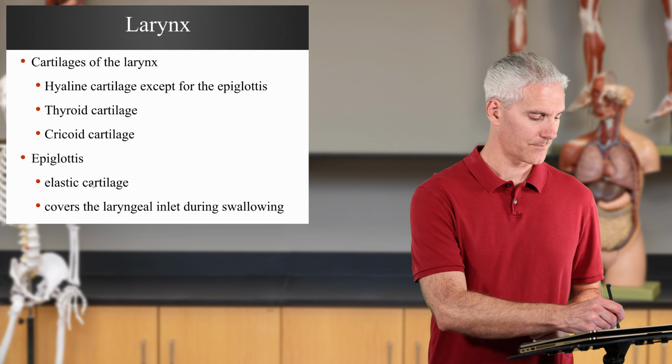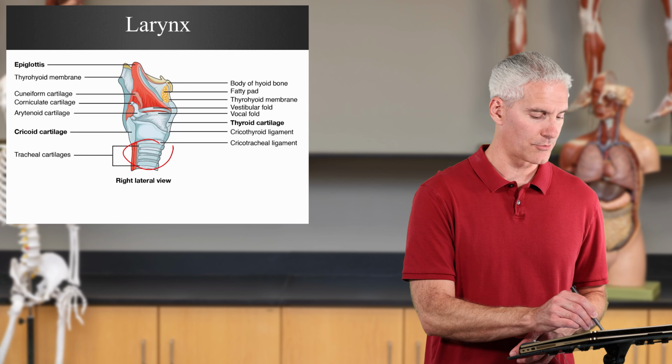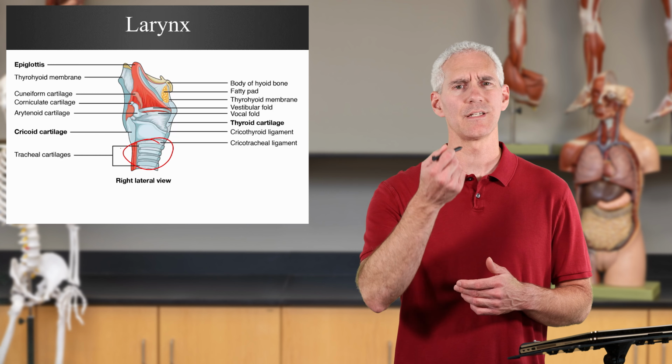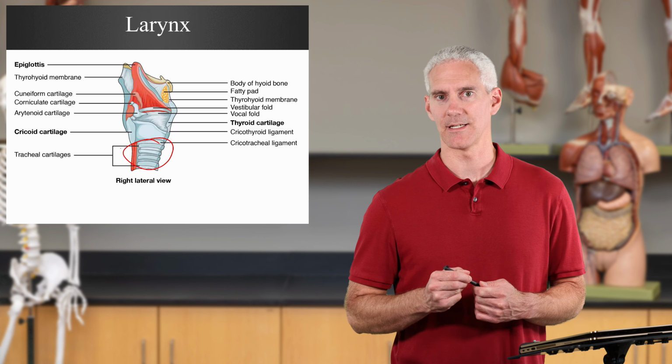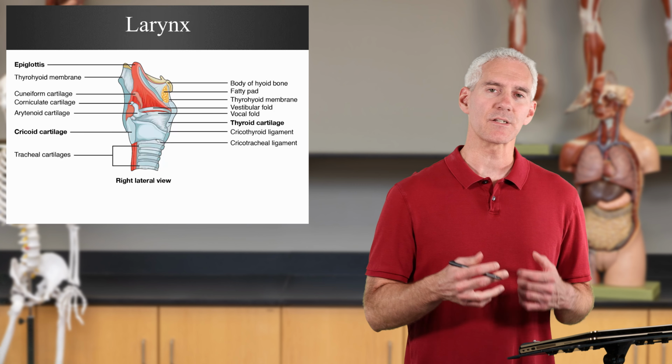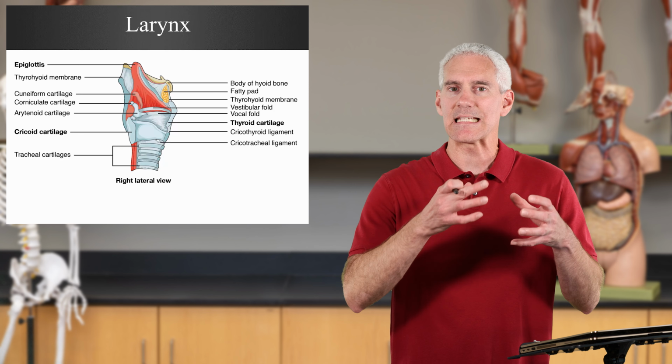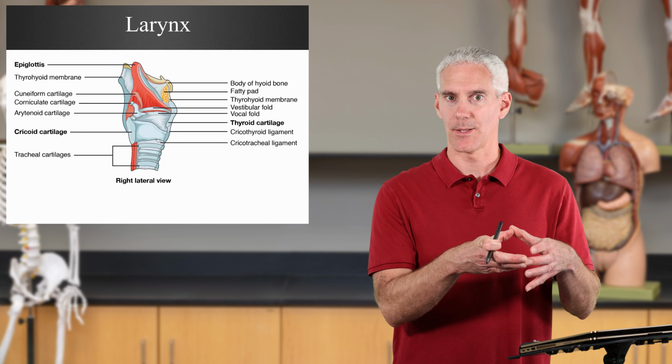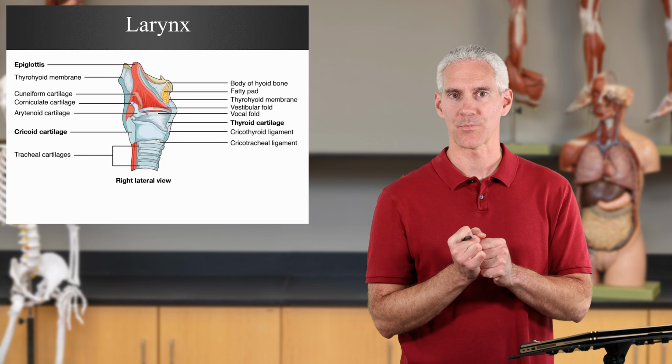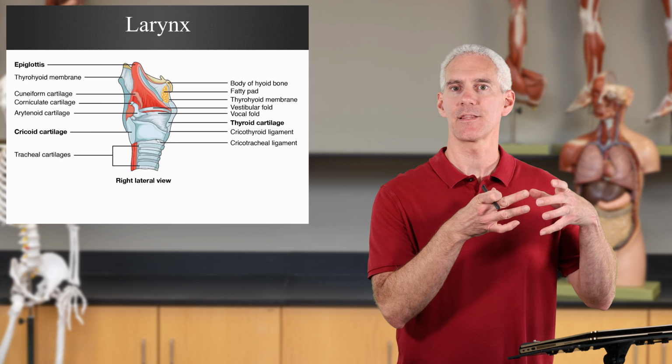You're also seeing your thyroid cartilage. You then have your cricoid cartilage, you can see it down there. And then you get down to your C-rings below that, and those continue all the way down the trachea. The purpose of all this cartilage is to keep this airway open and prevent it from collapsing. The cartilage maintains the shape.